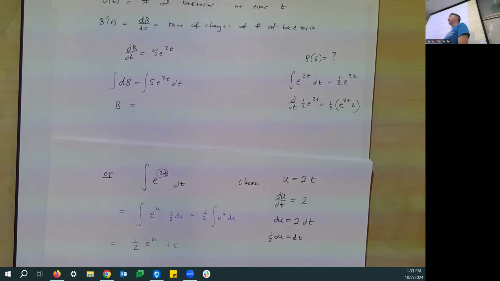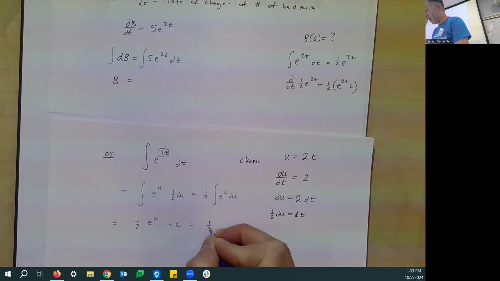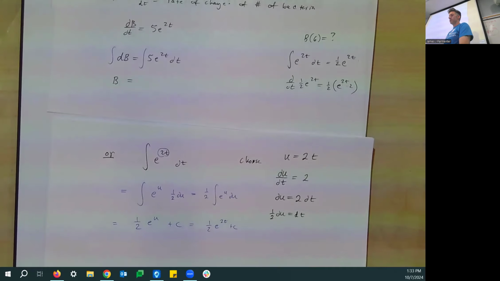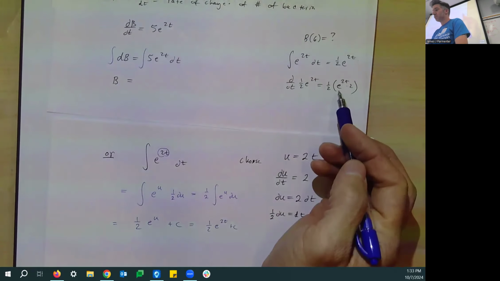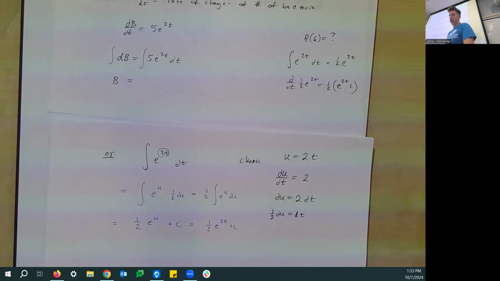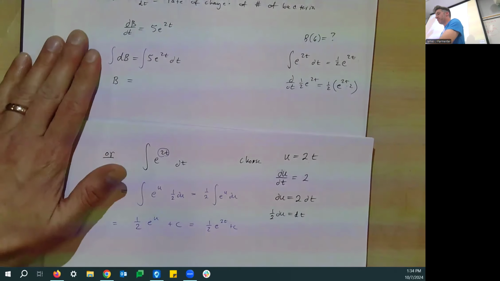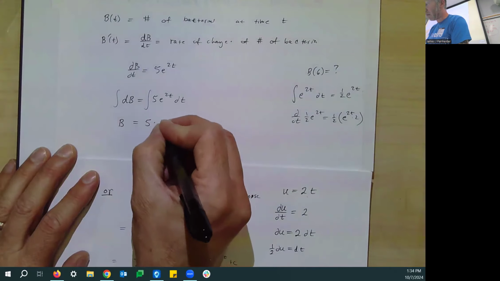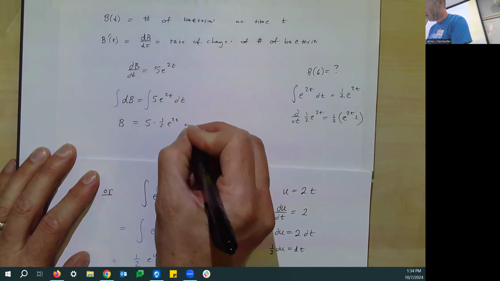And then finally, if it's an indefinite integral or just an antiderivative, there aren't any limits of integration, we always need to end up with the same variable we started with. So we have to plug back in what u is equal to in terms of either x or t or whatever letter you're using and get that this is equal to 1/2 e to the 2t plus c. Just like it was up here. Okay. Back to the problem we were doing. That means that B is going to equal 5 times 1/2 times e to the 2t plus some constant.